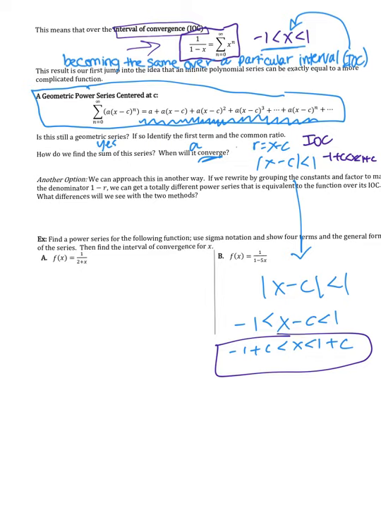This also means that we can find the sum of the series. The sum is going to be that first term, a, over 1 minus the ratio, and in this case, we just said that our ratio for these geometric power series is going to be x minus c.